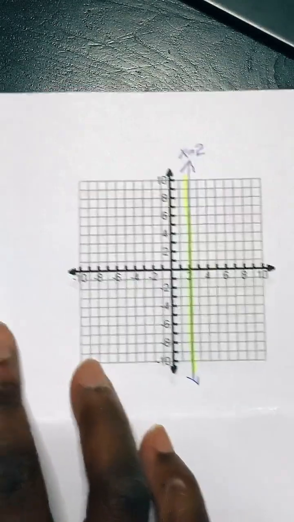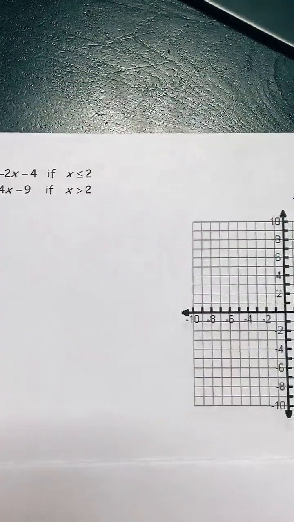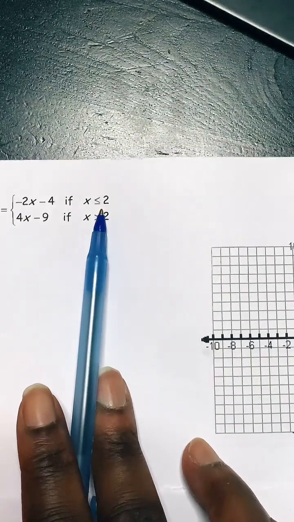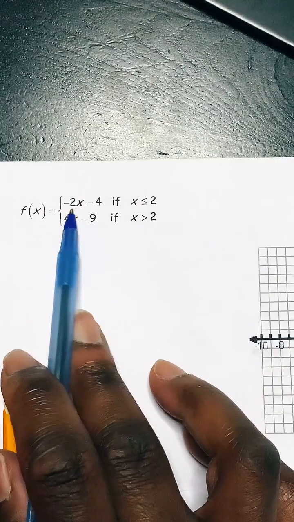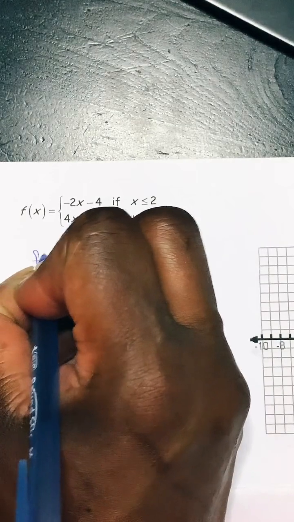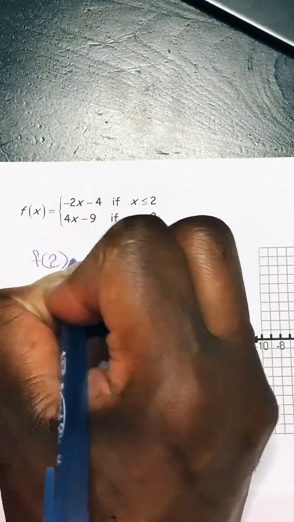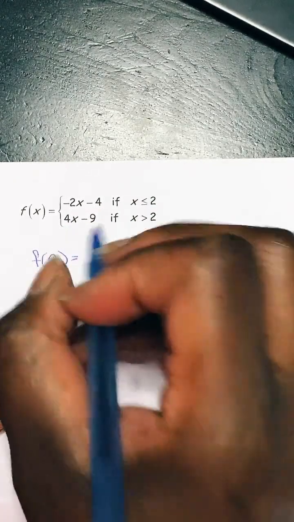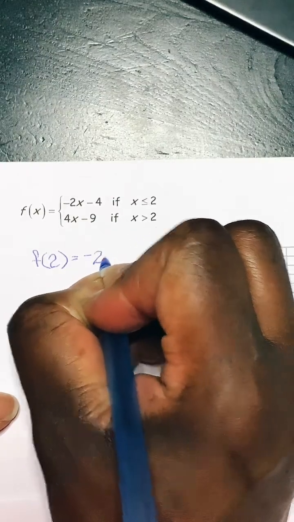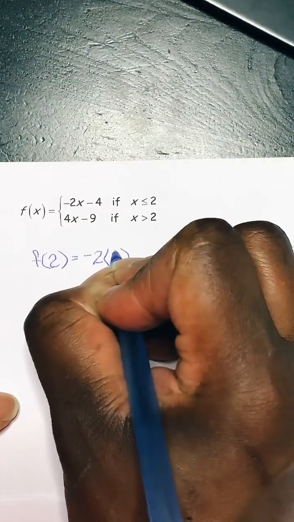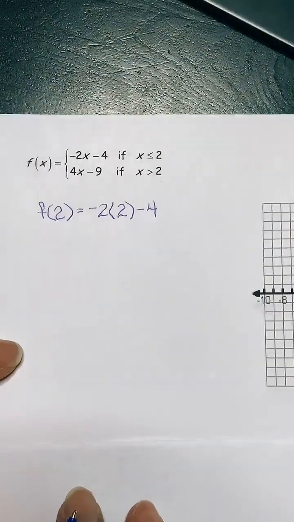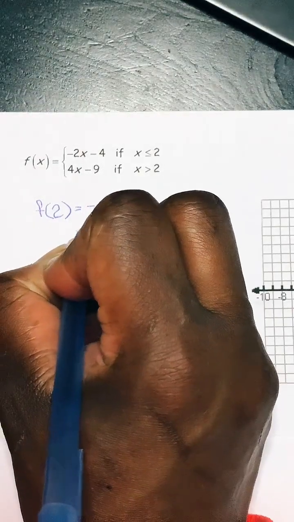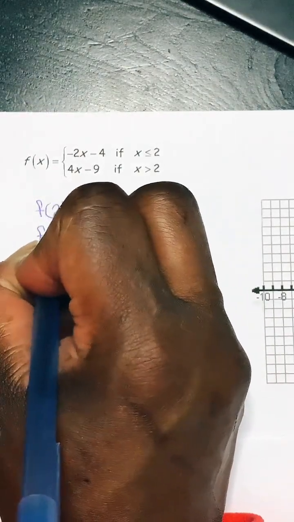Okay. So now my boundary line is going to be at 2. So I want to know, for the first expression, we have f of 2. So I rewrite the expression, -2, but instead of an x, I'm going to put a 2, minus 4. What's f of 2 going to equal?